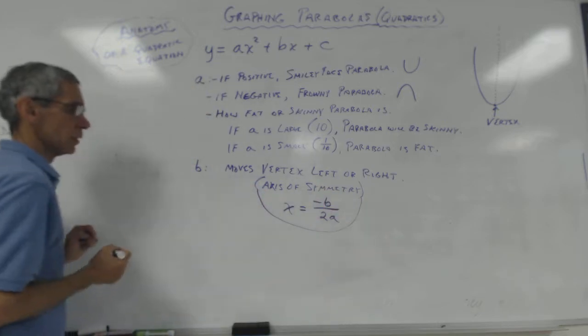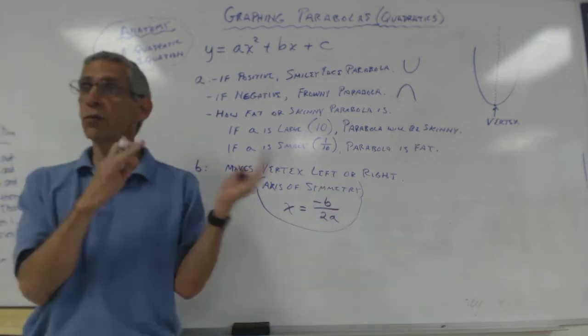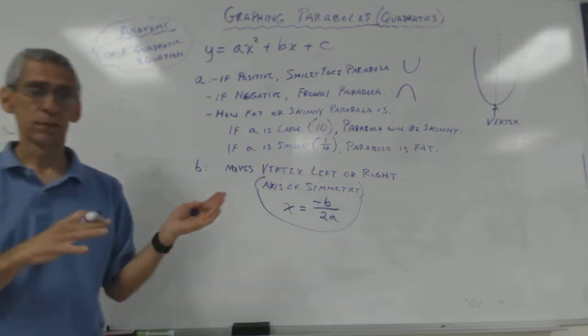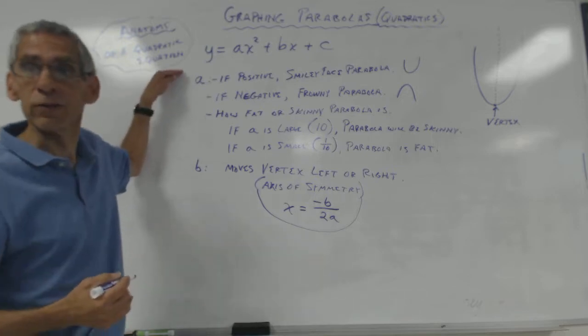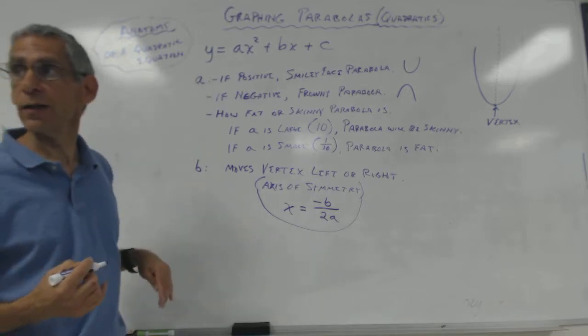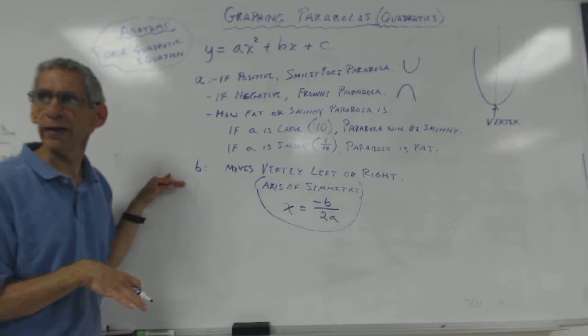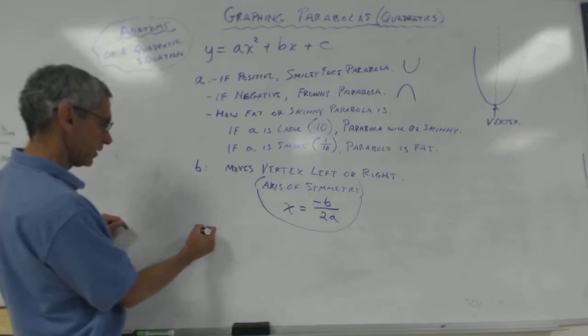That's the formula. I swear. And that's all B does. B just moves it left to right. That's it. Nothing else that B does. So A wins so far. A has the most stuff that it does, right? B, right? C.